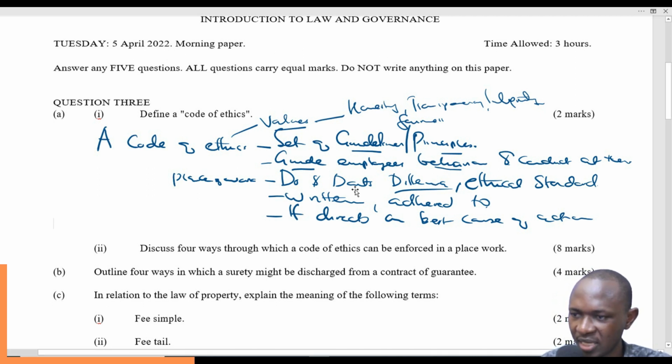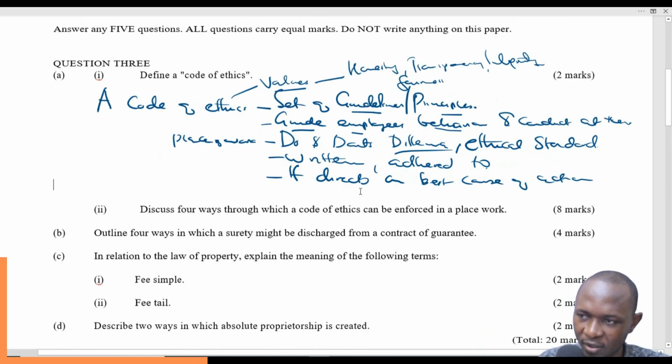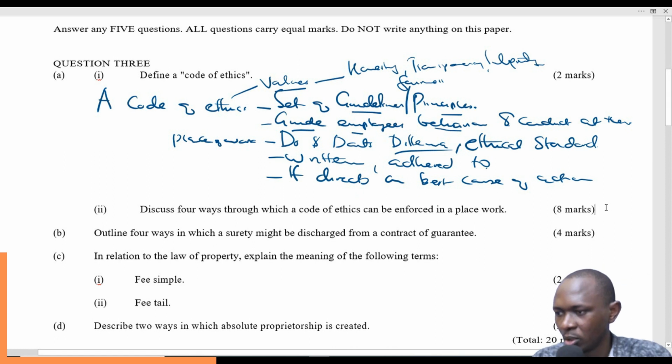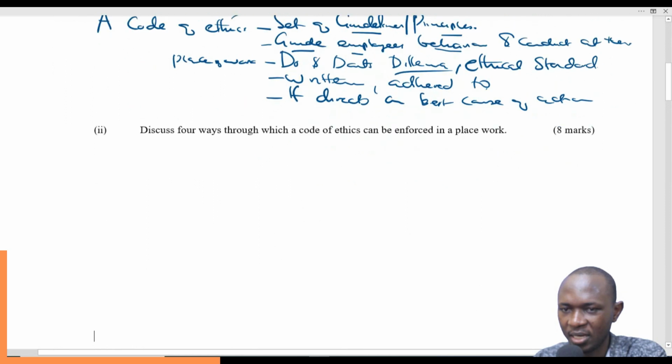So this is 2 marks. Just capture any of these items. They are very important: a set of guidelines, principles to guide the employees or professions, and it can direct on the do's and don'ts. It is written and it's supposed to be adhered to. It contains what is expected or acceptable code of conduct by the company or the organization in question. So that should be able to give you the 2 marks. Let's look at the next one.